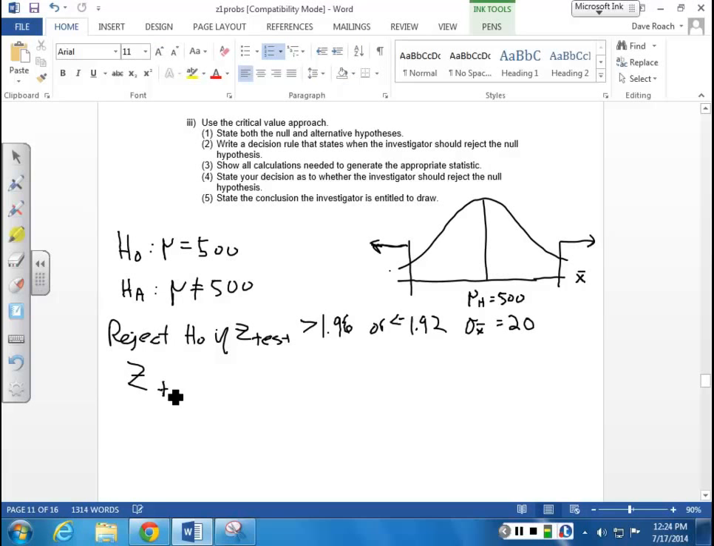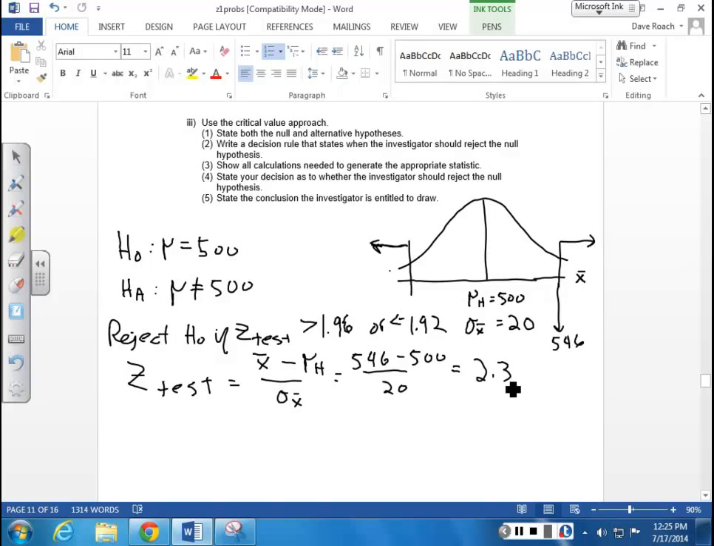Z-test calculation, exactly the same. X bar minus the population mean over the standard error. So the X bar that we had was 546. 546 minus 500 divided by 20. I think that's going to be 2.3. And it is. 2.3 is greater than 1.96. We're going to reject H0.